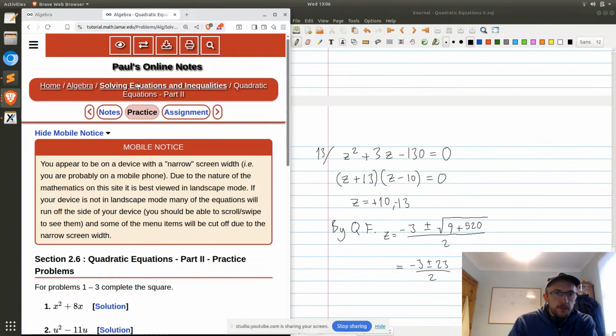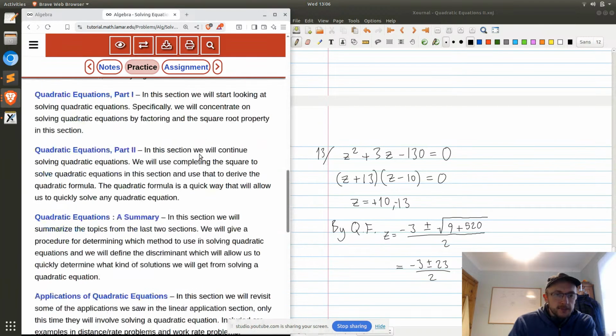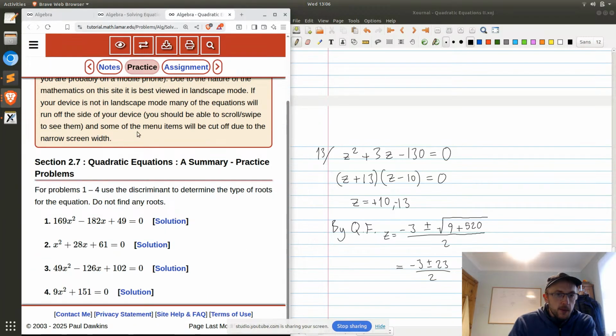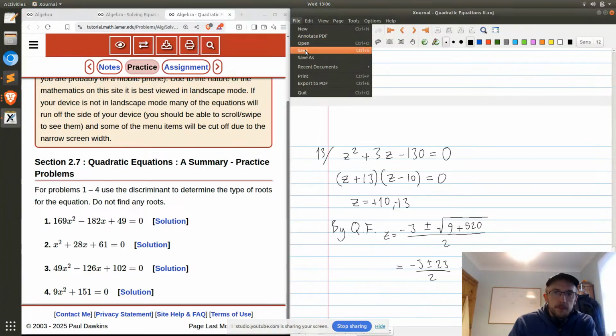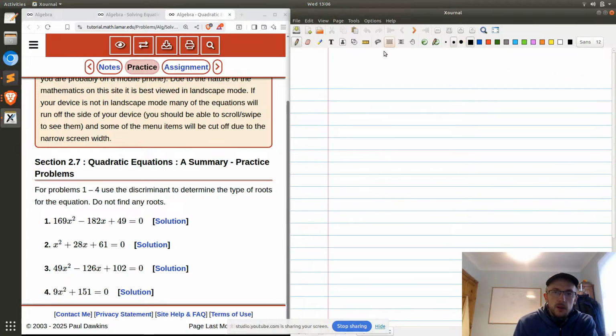Okay, so that completes that set. But we're not done. We have to look at this now. A summary of quadratic equations. So title the document Quadratic Equations Summary. And solve.